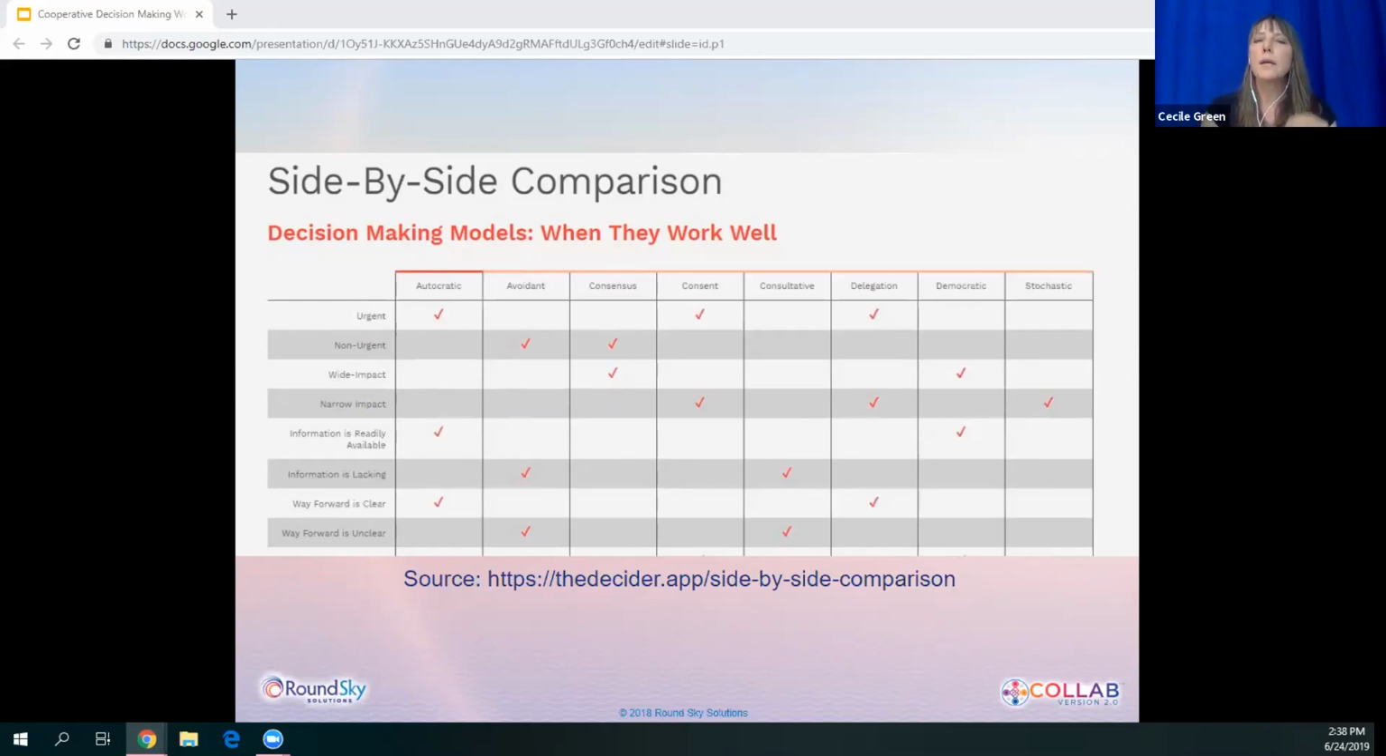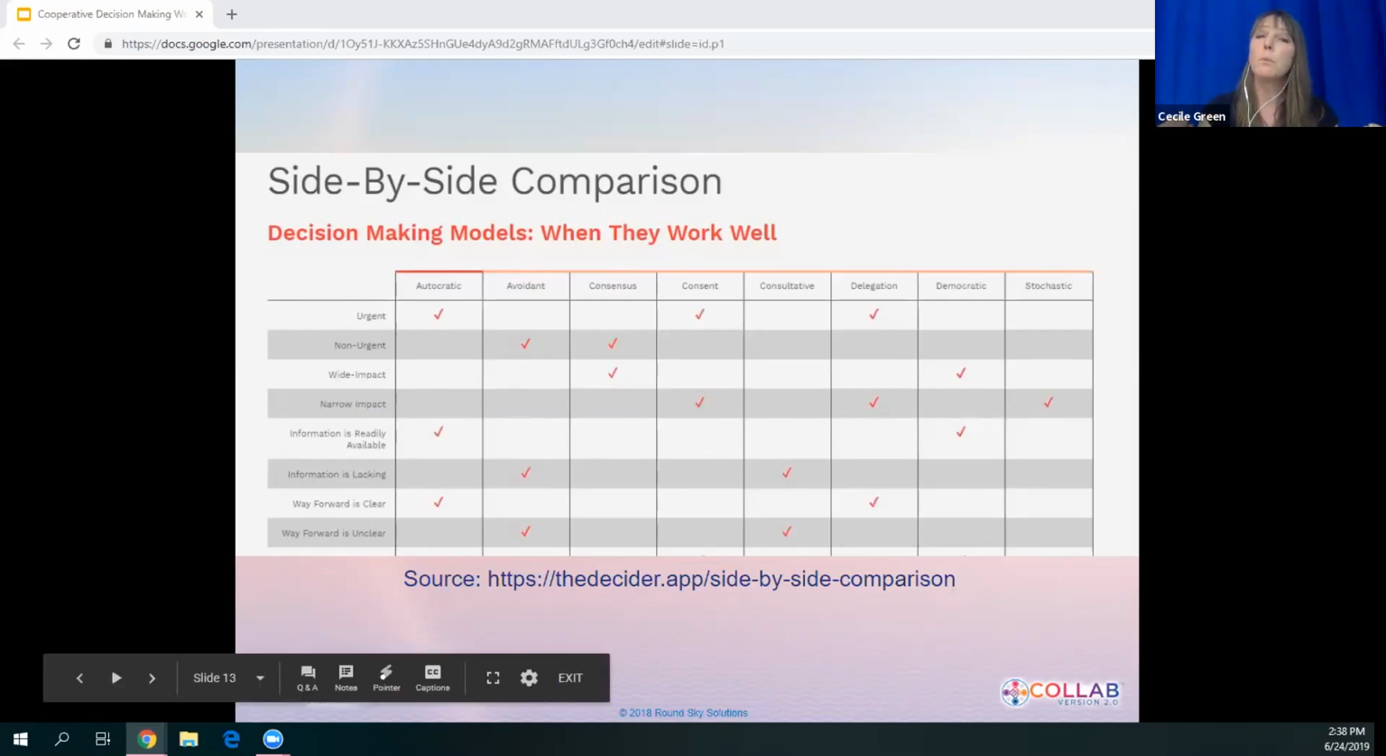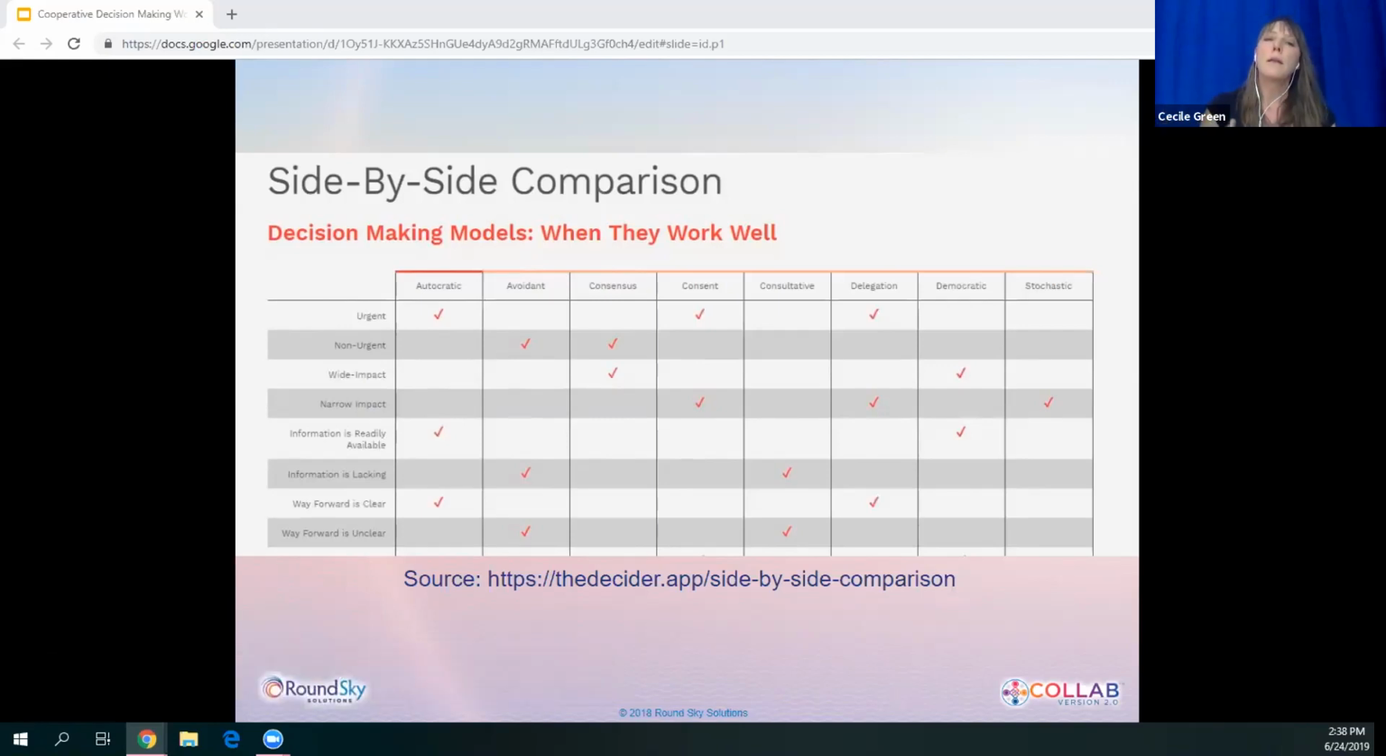And consent can be a much more rapid means of making decisions that's still collective and carries the values that consensus brings forward. There's also consultative, which, for those of you who know the term advice process, is the advice process. It is about getting input from the people who might be impacted by the decision you make, but you still have the authority to make the decision, whatever it is. Delegation is passing that decision off to someone else who's going to make it, maybe someone who's an expert in a particular topic.